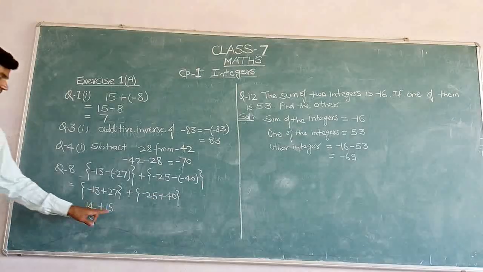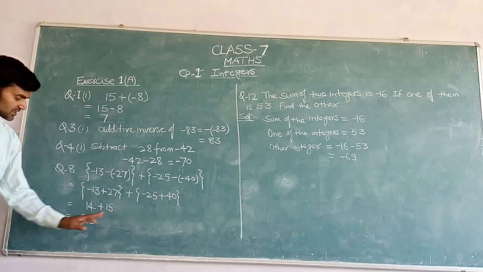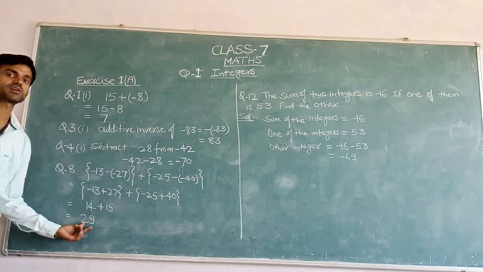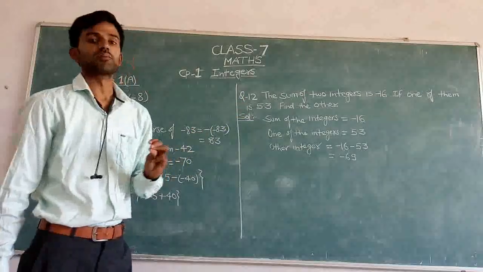So 14 and 15 both are positive integers. Add these two integers: 14 plus 15 becomes 29. Now come to question number 12.